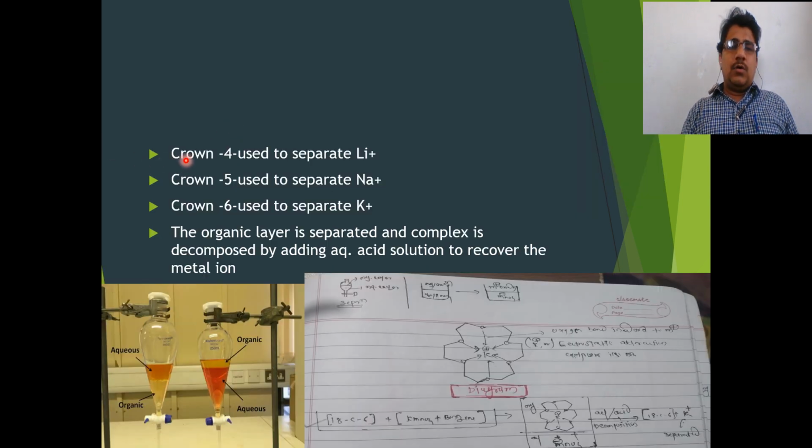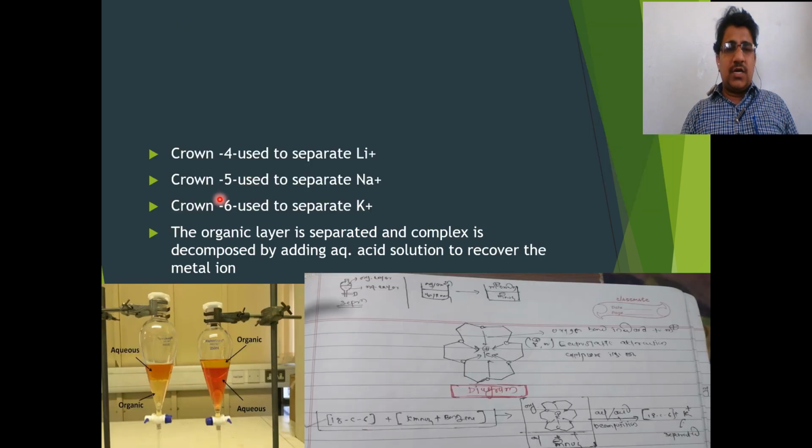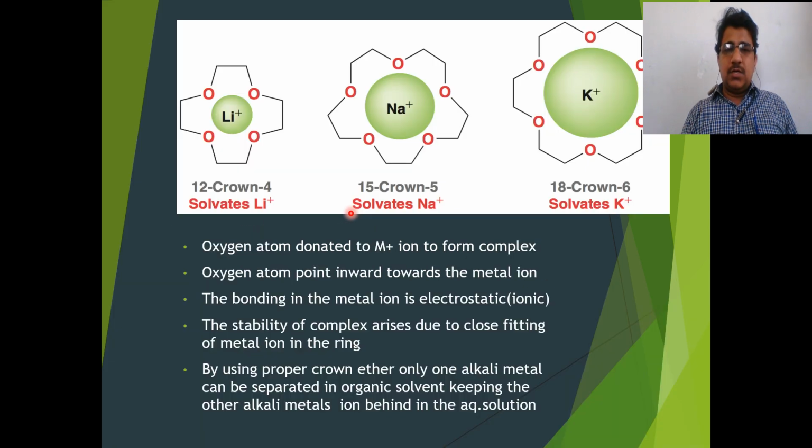Now crown 4 is used to separate lithium ion, this is the crown 4, 1 2 3 4. Crown 5 is used to separate Na+. Crown 6 is used to separate K+, that is potassium.